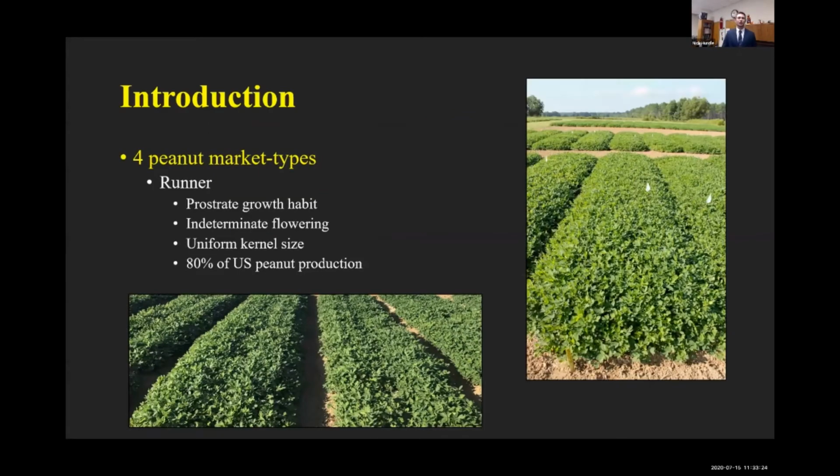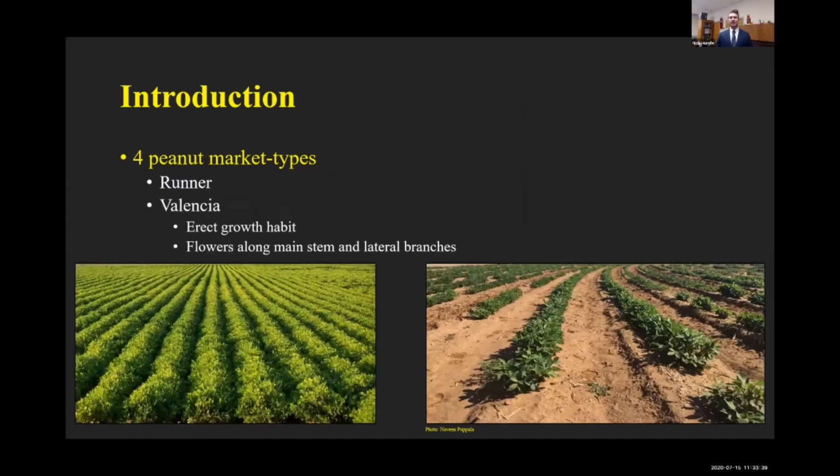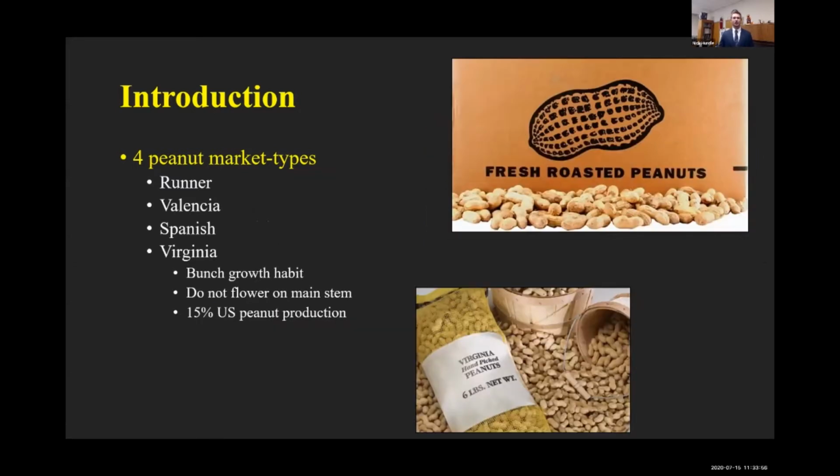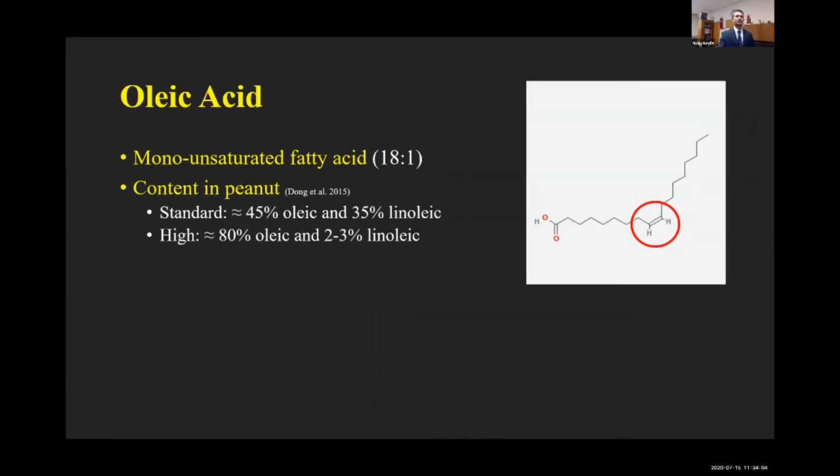First, we'll briefly discuss the four market peanut types. There are runners, which exhibit a prostrate growth habit, that exhibit indeterminate flowering along with a uniform kernel size, and make up about 80% of the United States peanut production. Next, there are Valencias, which exhibit an erect growth habit and flower along the main stem and lateral branches. There are also Spanish, which also exhibit an erect growth habit and flower along the main stem as well as the lateral branches. And finally, there are Virginias, which exhibit a bunch growth habit and do not flower on the main stem and make up about 15% of the United States peanut production.